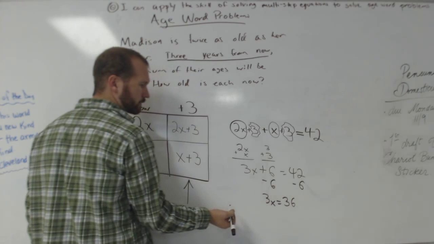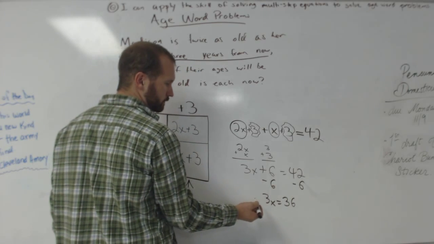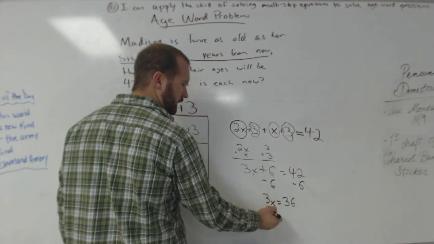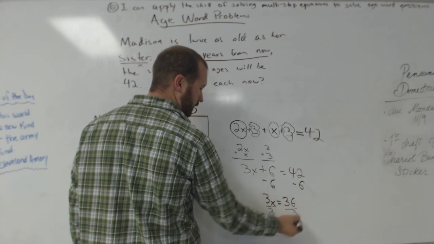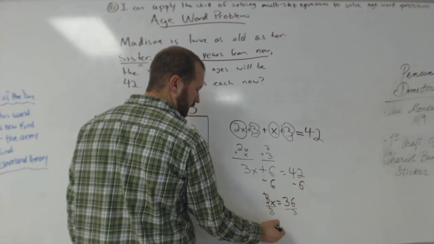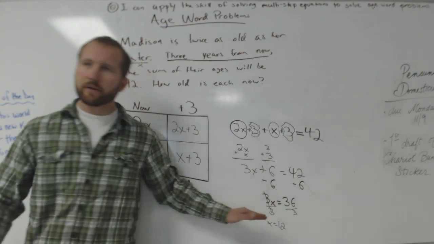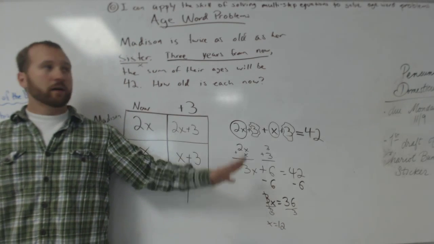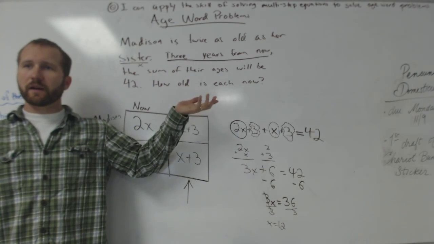3x equals 36, so I divide both sides by 3. X equals 12. Am I done? No. This is a word problem. Let's give our answer in words.